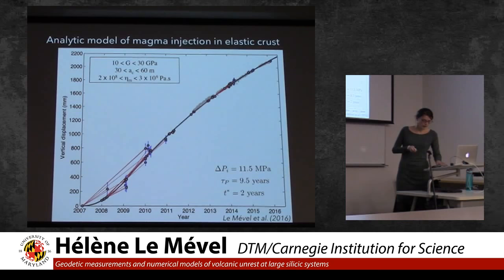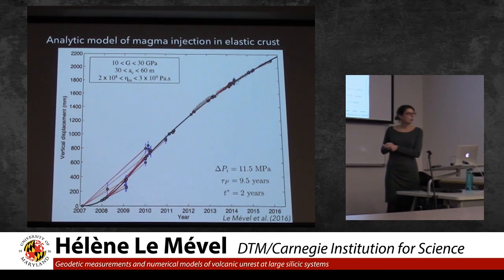So here I show you the results. The resulting curve here, the black curve, is the model curve using the magma injection model. In the background, the dots are the GPS time series for the same station, starting in 2012. So after sensitivity analysis and a grid search on the different parameters, I find that if we consider a shear modulus of the crust between 10 and 30 gigapascals, the best fit is reached for a conduit radius between 30 and 60 meters, and magma viscosity between 2 times 10 to the 8 and 3 times 10 to the 9 pascal seconds.